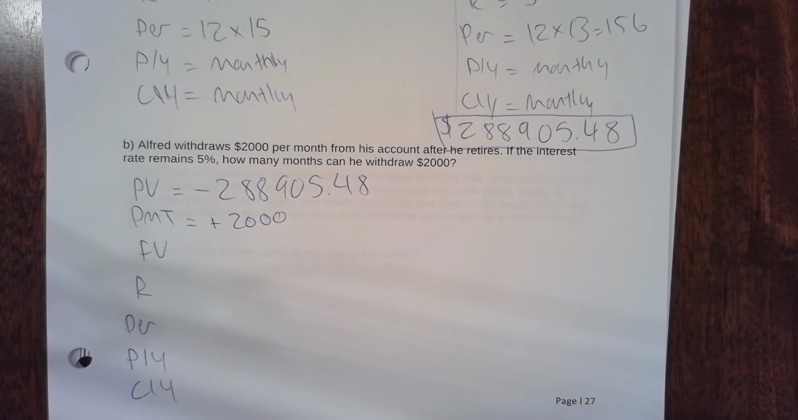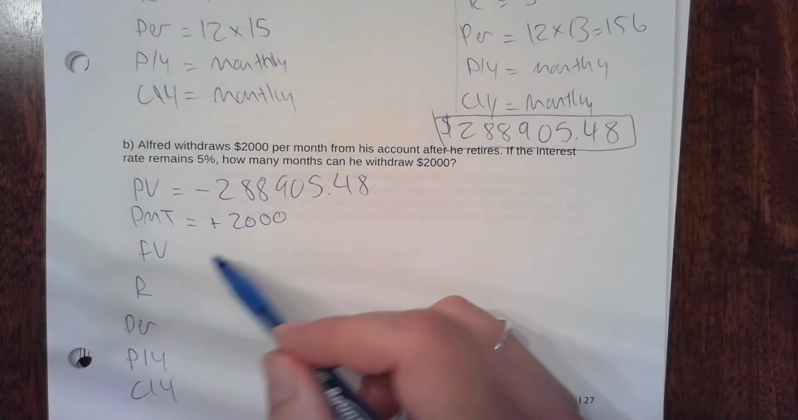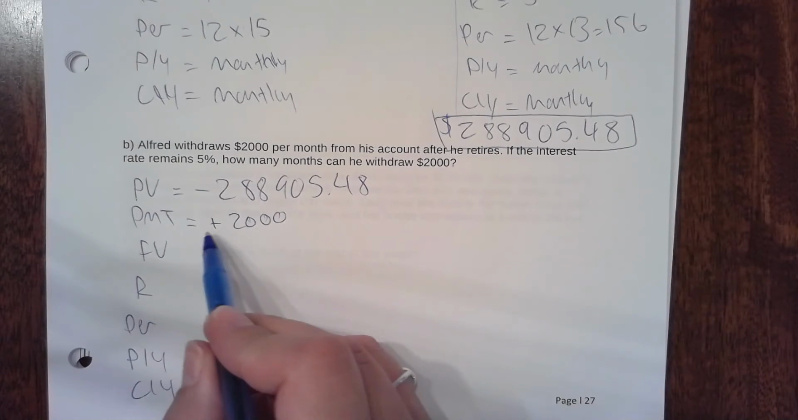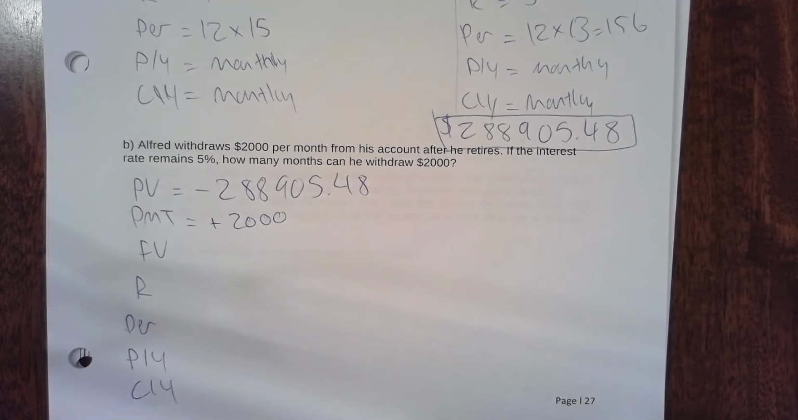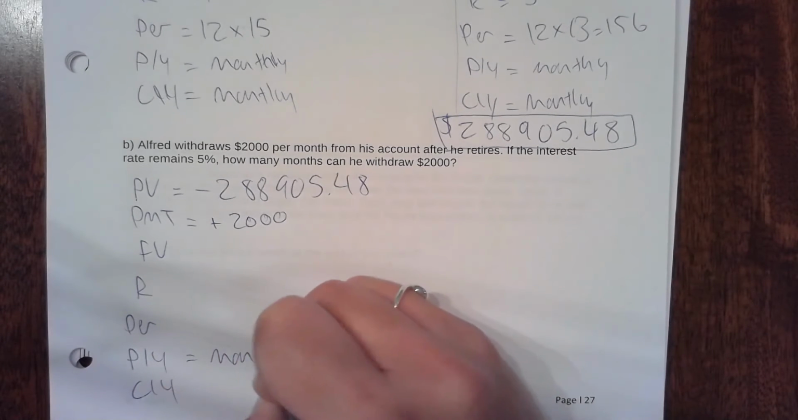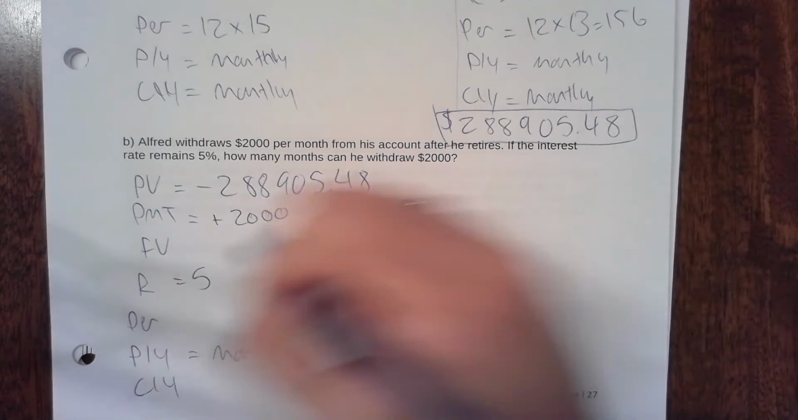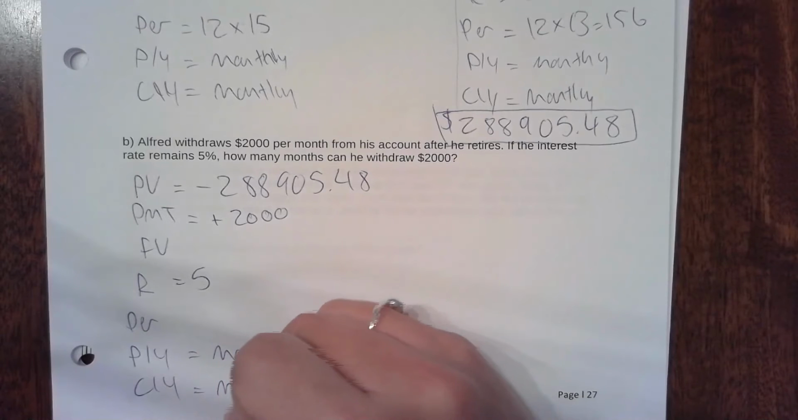Because it's going back into his checking account, right? It's coming out of this investment account and it's going back into his checking account. So his checking account is going up by $2,000 every month. I think that was monthly, so that down here is monthly. Interest rate still 5%, and I think it's still monthly. Like it's still the same investment.